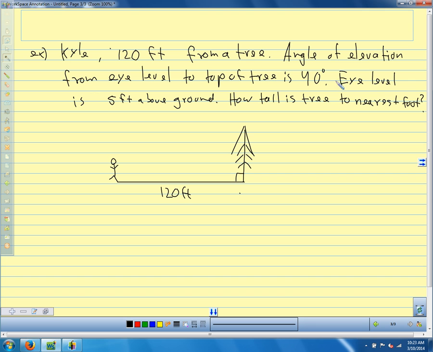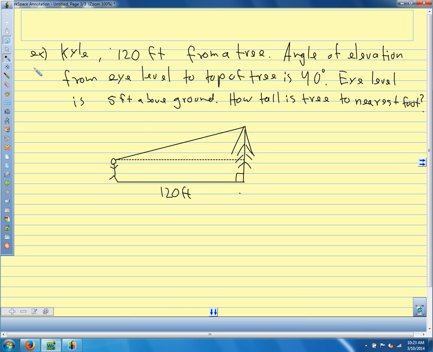All right, it says the angle of elevation from eye level to the top of the tree is 40 degrees. So where am I going to draw my line that shows the angle of elevation? From his face, from his eyes, to the top of the tree. And the angle of elevation goes up from the horizontal. So there is my horizontal. So it tells me that this is a 40-degree angle. And it tells us that the eye level is 5 feet.